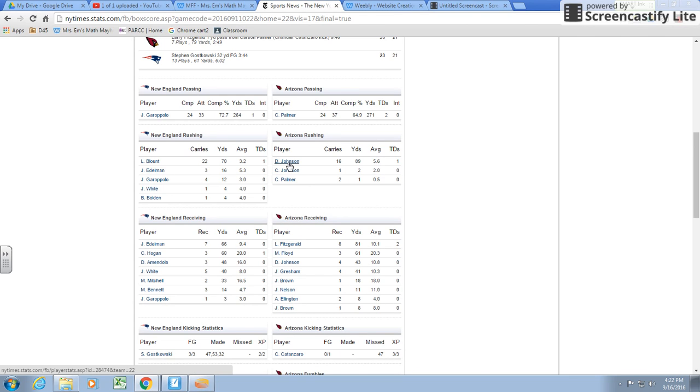So if I look right here, he had a great game. He had 89 yards and he had 1 touchdown. Those are the important pieces of info that I need. So I'm going to go back and I'm going to start the score.